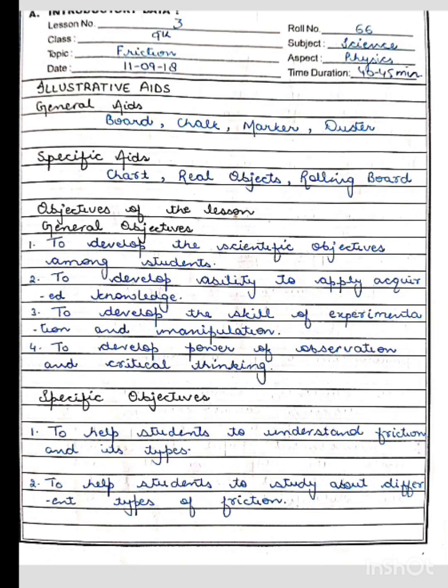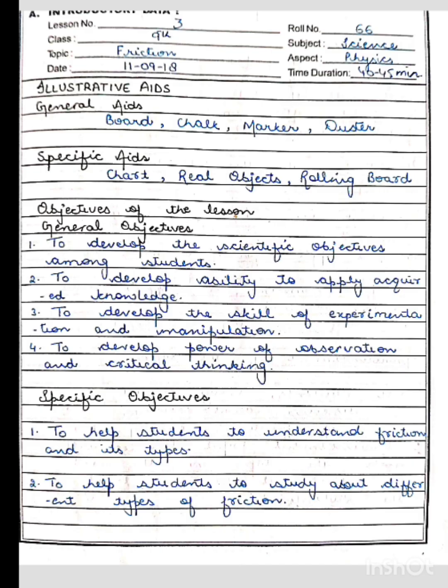Hello everyone. So let's start with our second lesson of teaching of sciences, and the approach is the Herbartian approach. The topic, the aspect is from physics. The topic is friction. So as you see, the first point is illustrating aids, that is general aid and specific aid.